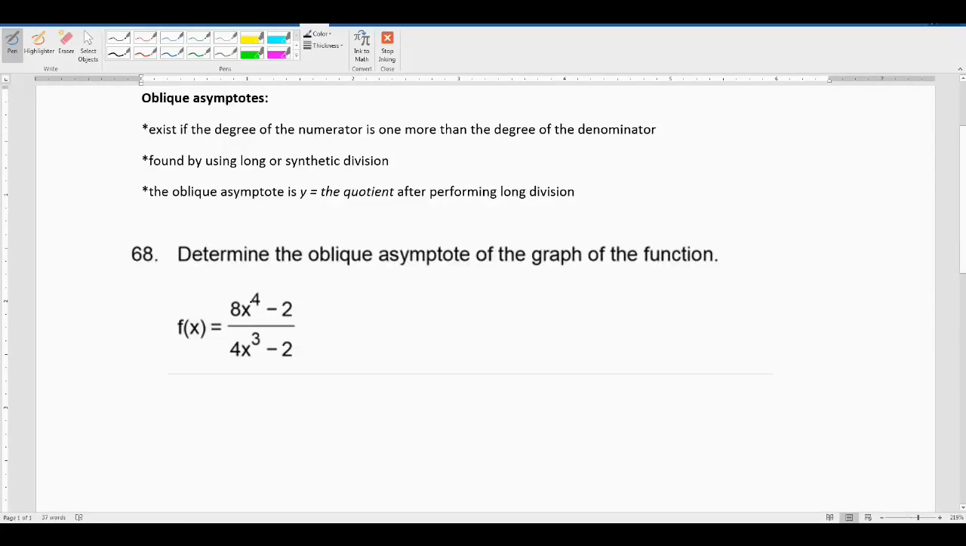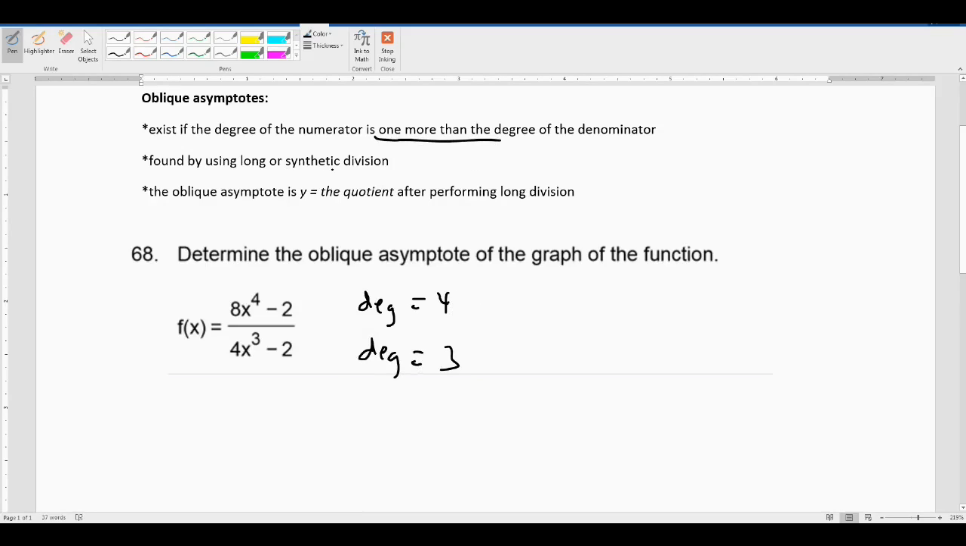We're going to find the oblique asymptote, if it exists, of this function. Now what we have to do to determine if it exists is to look at the degree of the top, which is 4, that's the highest exponent, and the degree of the bottom, which is 3. Since the top is 1 more than the bottom, that means we do have an oblique asymptote.